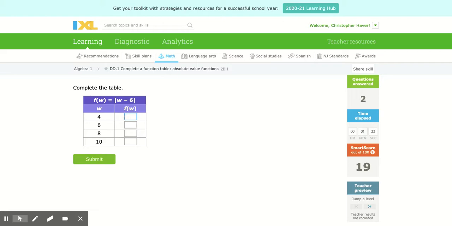All right, let's do one more. So 4 minus 6 is -2, absolute value of +2. 6 minus 6 is 0. 8 minus 6 is 2. And 10 minus 6 is 4. You can see here this idea of it going down and then back up again, which is a characteristic of absolute value functions.